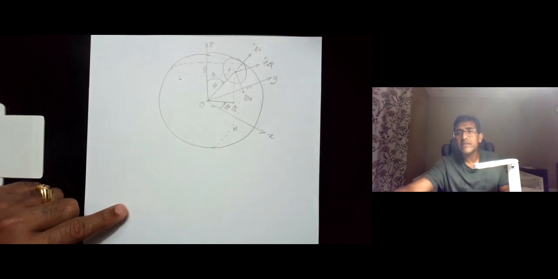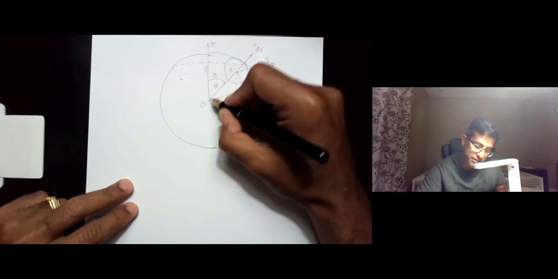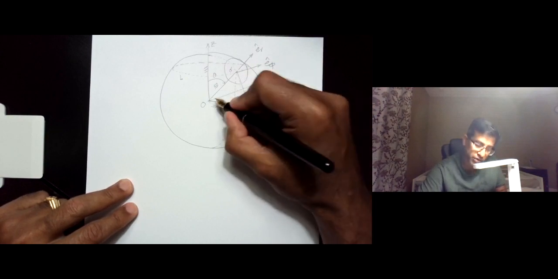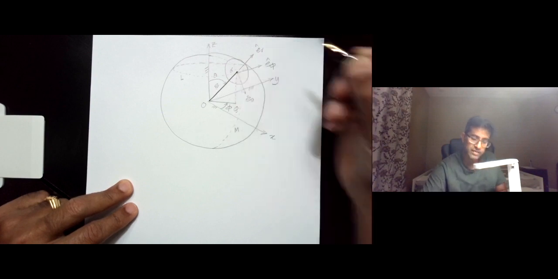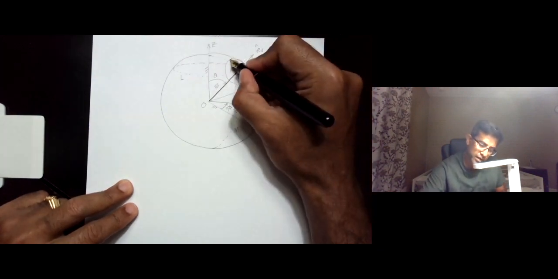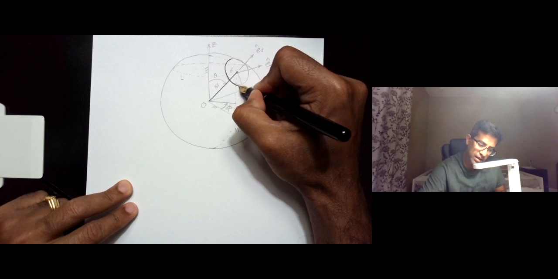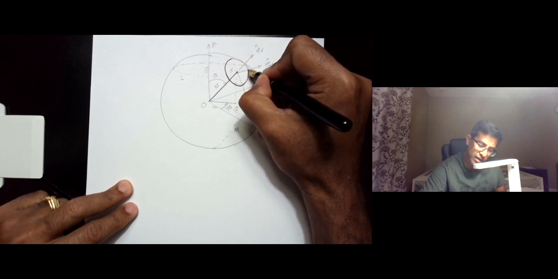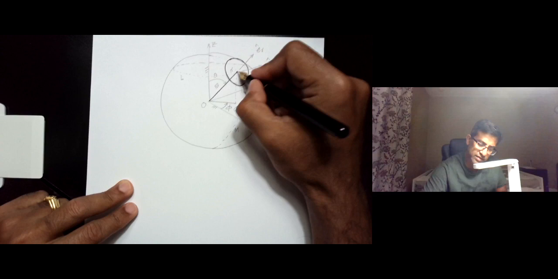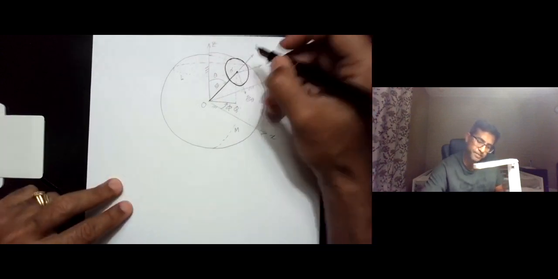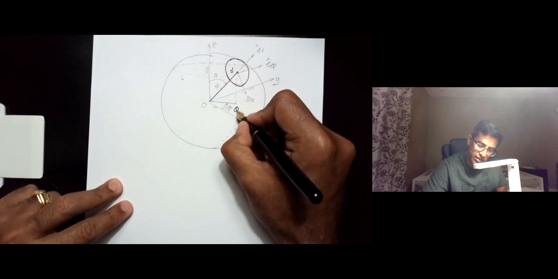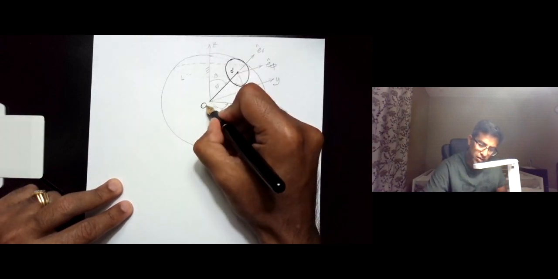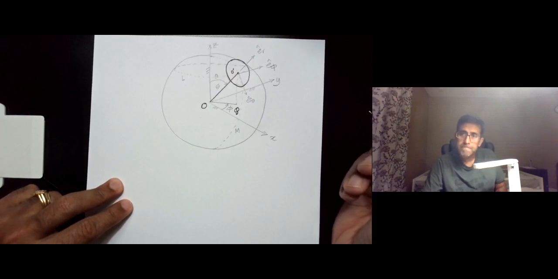So now that we have the diagram, let me just make sure that it has the proper contrast so that you can all see. So this is the bar, and this is the disk. O prime here, Q, O here.